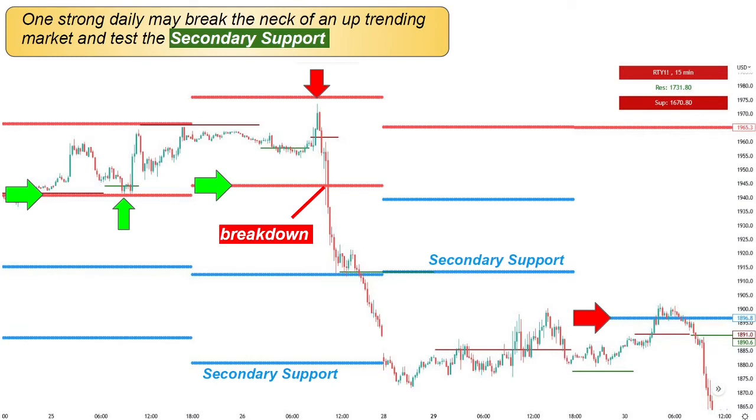One strong daily move may break the neck of an uptrending market and test the secondary support. We don't have many days like that, but from time to time we get such strong reversal days when price travels from the extreme upper red line, the secondary resistance, to the extreme support of the lower blue line, the secondary support.